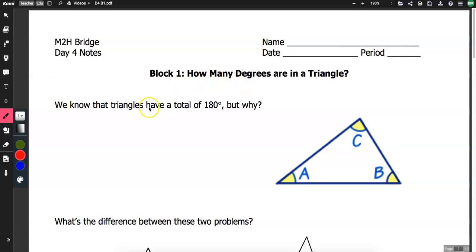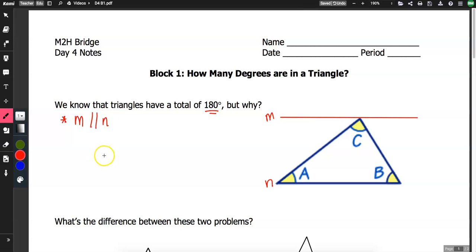So first of all, we know that triangles have a total of 180 degrees, meaning if I add up all 3 angles, they will always equal 180 degrees. Let's talk about why that is. So looking at this image here, I'm going to add in another line that's going to be parallel to the base. So I'm going to add it in at the top here. I'm drawing this line purposely. I'm going to call it line M. And let's call the base line N. So I'm saying that M is parallel to N.